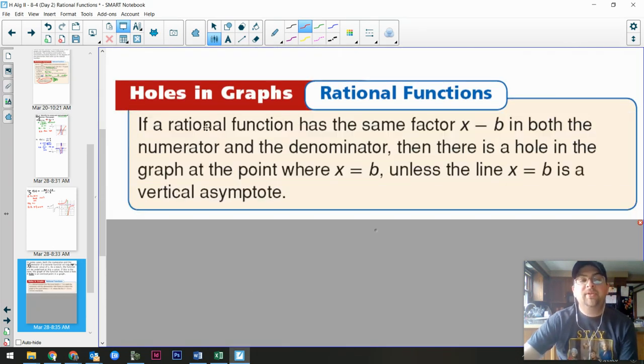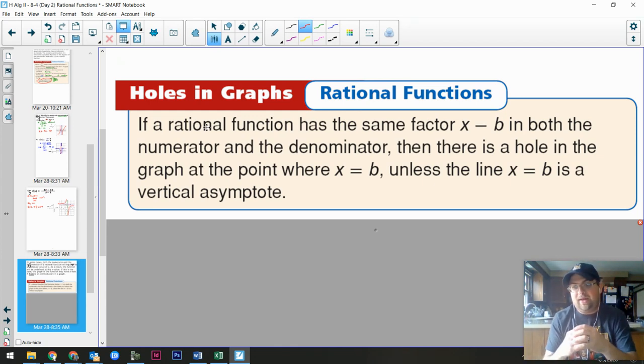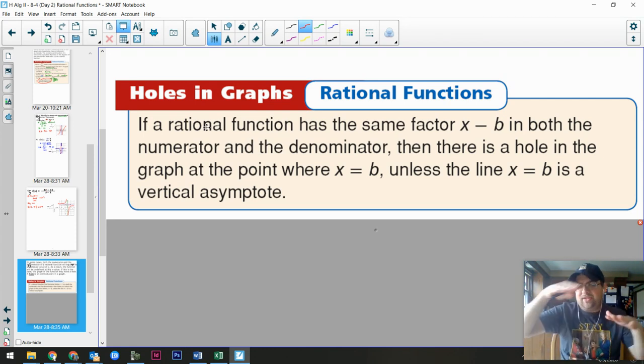All right. So here's the general rule. If a rational function has the same x minus b factor in both the numerator and denominator, there is a hole in the graph at the point where the original function had x equals b. Like if it was x minus 2 that canceled out, we'd have to run that value to see where the hole would end up. The hole would be at x equals 2, almost like a vertical asymptote, but the line doesn't come up close to it like an asymptote would. It would just come together and then there would be a hole sitting there.